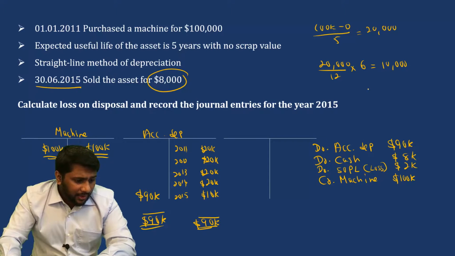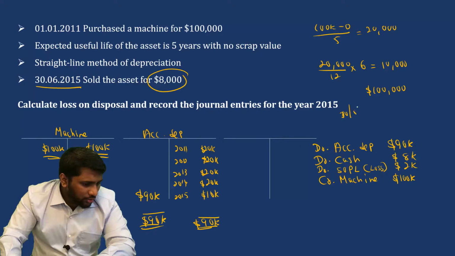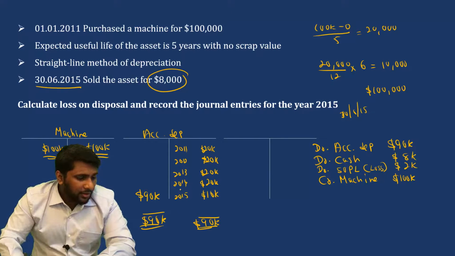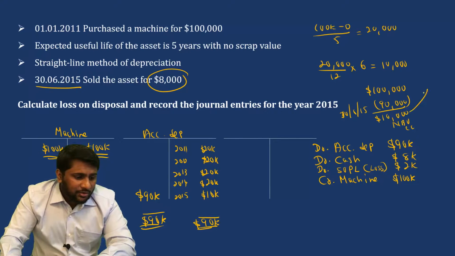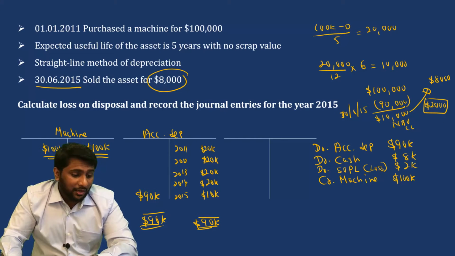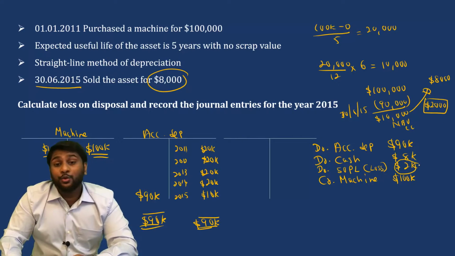So here, see, the cost of the asset is 100,000. When you are selling the asset on 30th June 2015, you have totally depreciated the asset by 90,000. That means the net book value of the asset is how much? 10,000 net book value, if not the carrying value. So this 10,000 worth asset, you are selling it for 8,000. So there is a loss of how much? $2,000. So this is how you can calculate the loss. So that loss only we have included here.